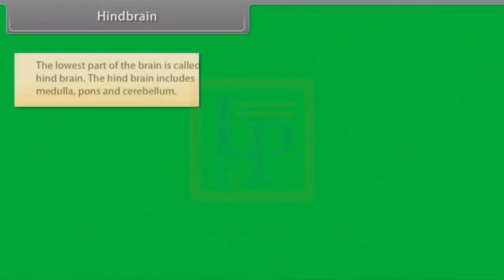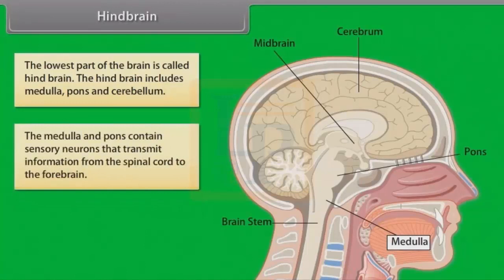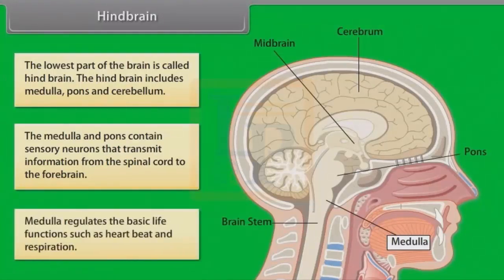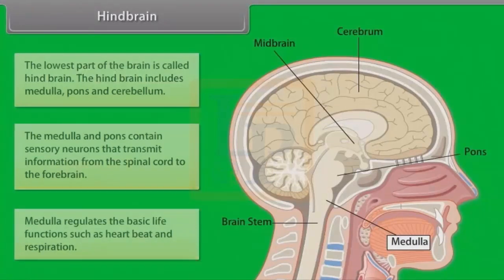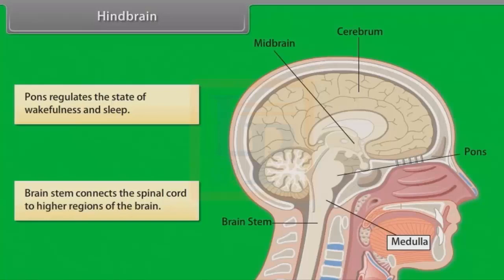Hindbrain. The lowest part of the brain is called the hindbrain. The hindbrain includes the medulla, pons and cerebellum. The medulla and pons contain sensory neurons that transmit information from the spinal cord to the forebrain. The medulla regulates basic life functions such as heartbeat and respiration. The pons regulates the state of wakefulness and sleep. The brainstem connects the spinal cord to higher regions of the brain.